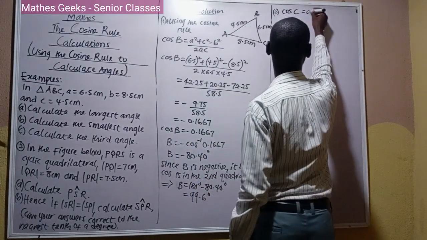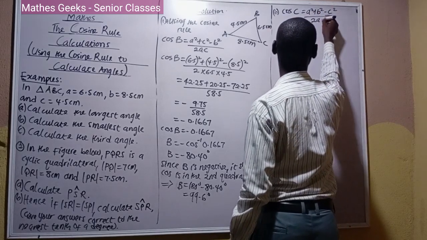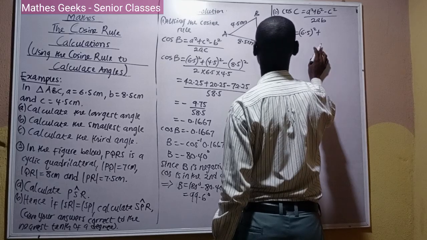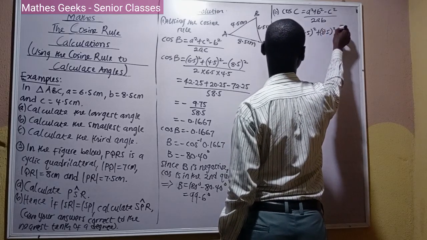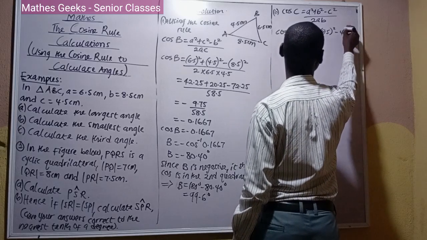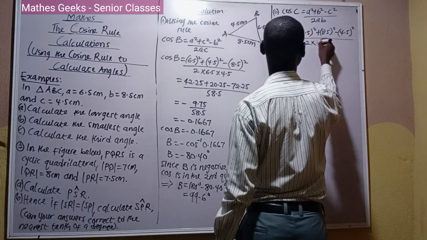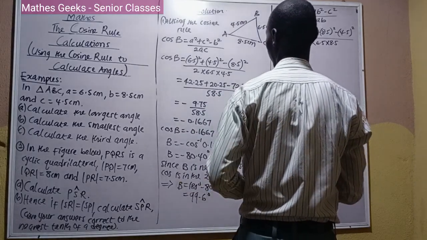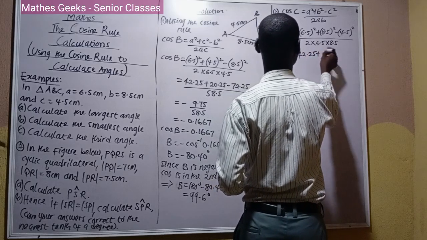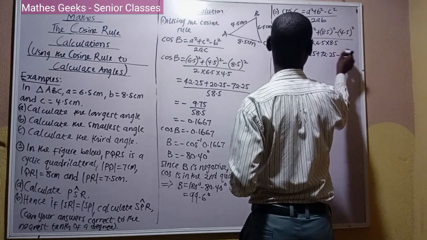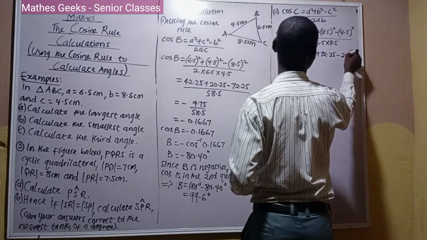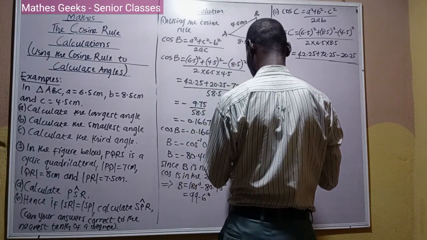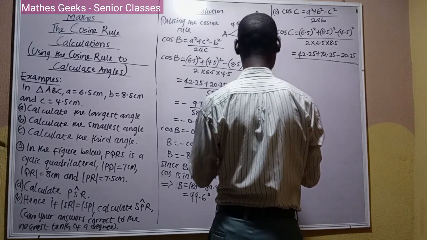is equal to A squared plus B squared minus C squared over 2AB. A is 6.5 squared plus B squared 8.5 squared minus C squared 4.5 squared over 2 times 6.5 times 8.5. 6.5 squared is 42.25, 8.5 squared is 72.25, minus 4.5 squared, 20.25, over 2 times 6.5 times 8.5, over 110.5.